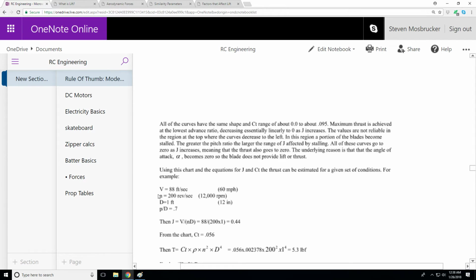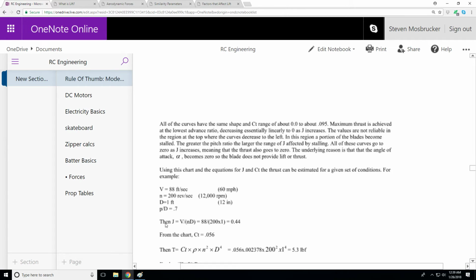For example, you're flying at 60 miles an hour, 88 feet per second, and you're spinning at 12,000 RPM, which is 200 revolutions per second. And you have a blade diameter of 1 foot, otherwise known as a 6-inch prop on one side, 6-inch prop on the other side. So 6-inch radius, but this is a 1 foot prop, or 12-inch prop. And so your pitch is diameter times 0.7, that's an 8.5 inch pitch prop. So 8.5 by 12.